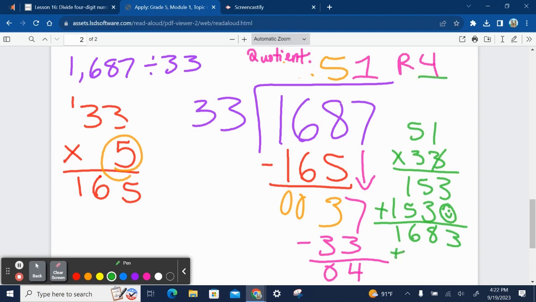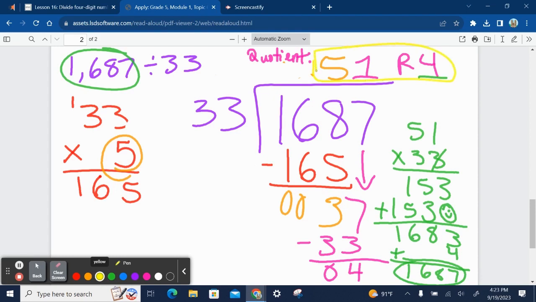That's 3, 5 plus 3 is 8, 1 plus 5 is 6, and you just bring your 1 down. Now I'm not done. I need to add my 4, which is my remainder. So 3 plus 4 is 7, then you bring 8, 6, and 1 down. Now, 1,687, we need to check to make sure that is the same number as our dividend. And it is. So our answer, the quotient, is 51 with a remainder of 4.